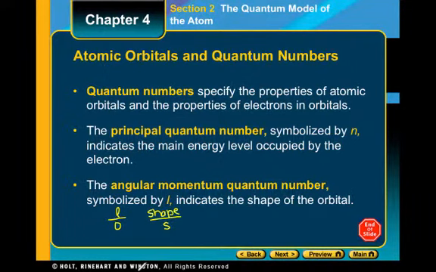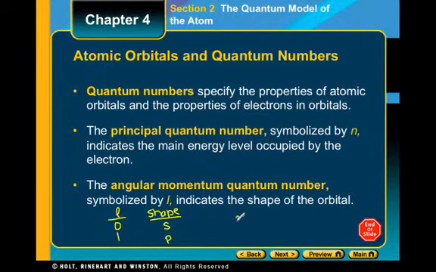For an L value of 0, that means the shape, we call that an s orbital. An s orbital is a sphere. This would be an s orbital. If L equals 1, we call that a p orbital. A p orbital has 2 lobes. It looks like this. It has 2 lobes on it. Sometimes they call that a dumbbell shape.